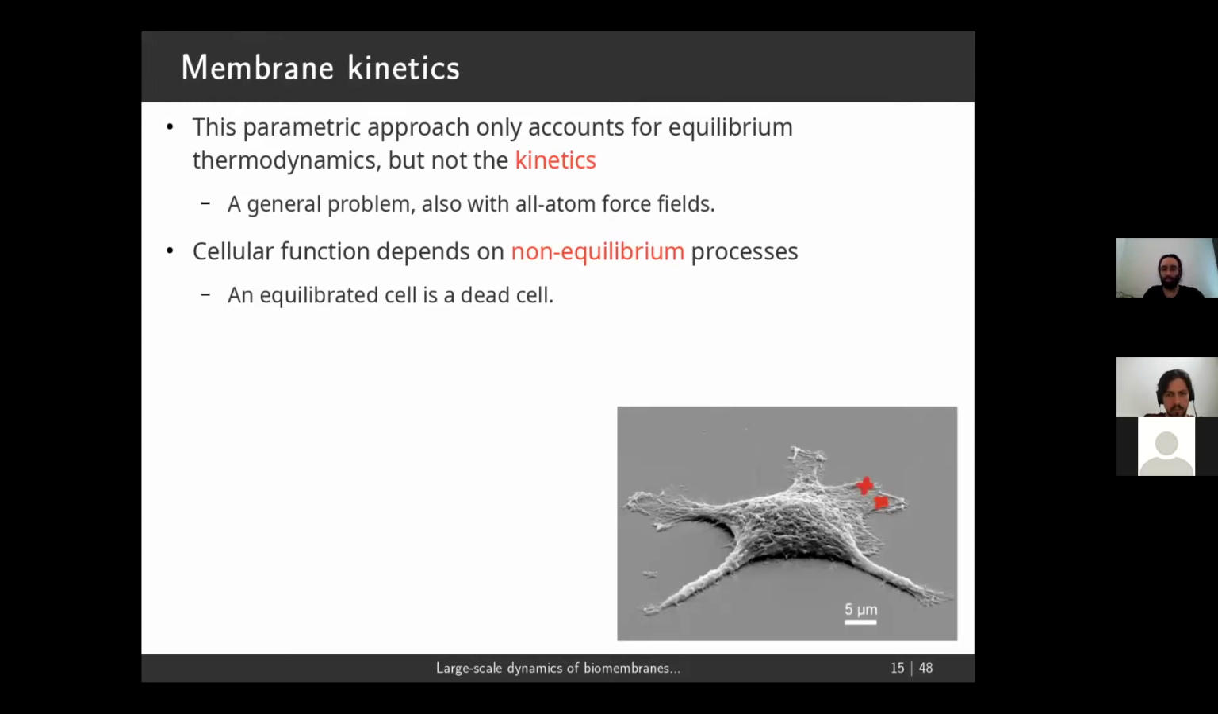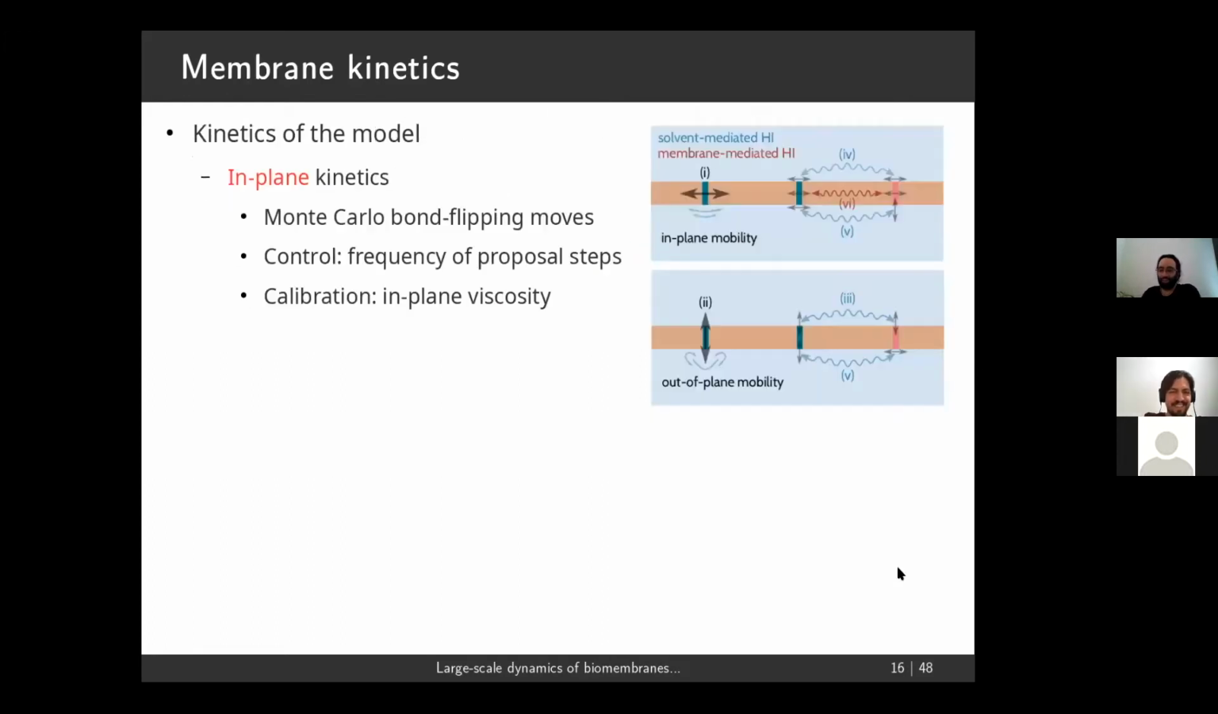And we know that if you want to look at cellular processes, they would be anything but equilibrated. Yeah, so an equilibrated cell is a dead cell. So how to include the kinetics that you would get for a membrane floating in a solvent to this rather coarse grain model?